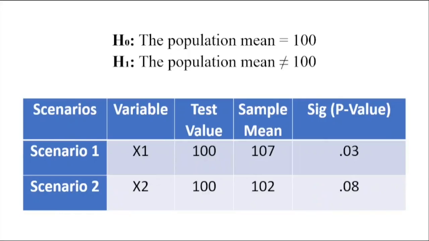If you have the null hypothesis and the alternative hypothesis and a table of results like this, how would you interpret the p-value for the two scenarios in relation to the given hypothesis? Will you reject the null hypothesis or fail to reject the null hypothesis? Knowing how and when to do this is the objective of this video, and I will guide you all the way.